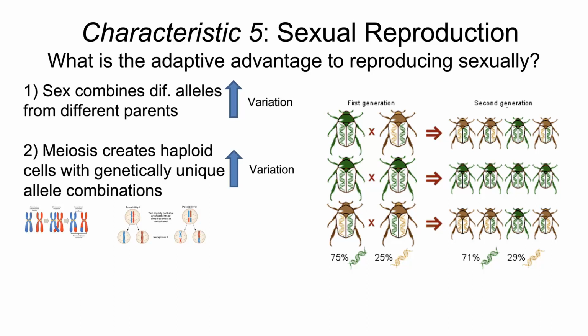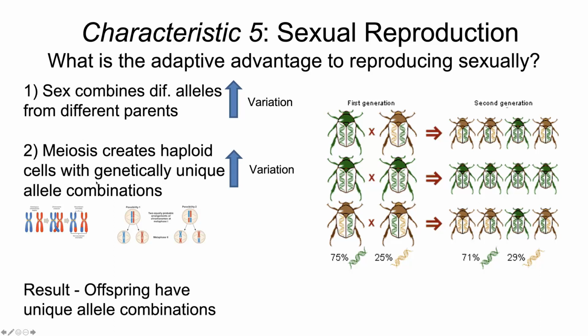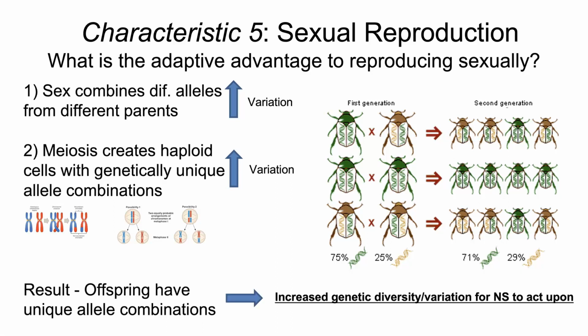And so these two processes, sex or fertilization and meiosis, create more genetic variation. So you have offspring with lots of unique allele combinations. And the important thing here is that the alleles themselves are not unique. Those are alleles that already existed in the population. It's that you're getting new combinations of those alleles that potentially did not exist before. So you're combining those alleles in new ways. And ultimately, that increases the overall genetic variation and phenotypic variation in the population for natural selection to act upon.